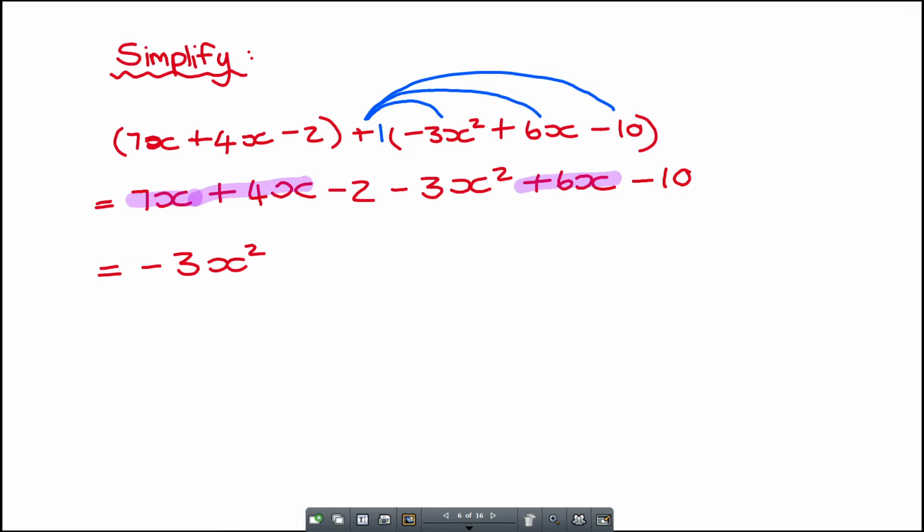Now, 7x plus 4x plus 6x. Those are all like terms, right? Okay. And 7x plus 4x gives me 11x plus 6x. So 17x. Okay, now we look at our constant values. So minus 2 minus 10, and that gives me minus 12. Any questions?